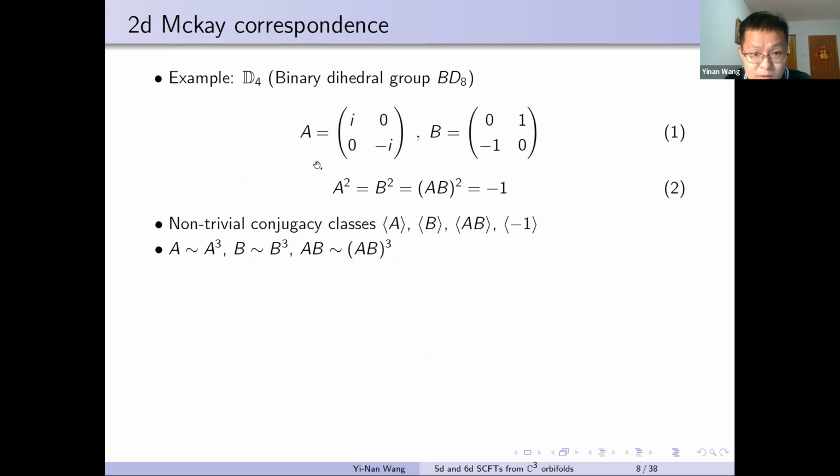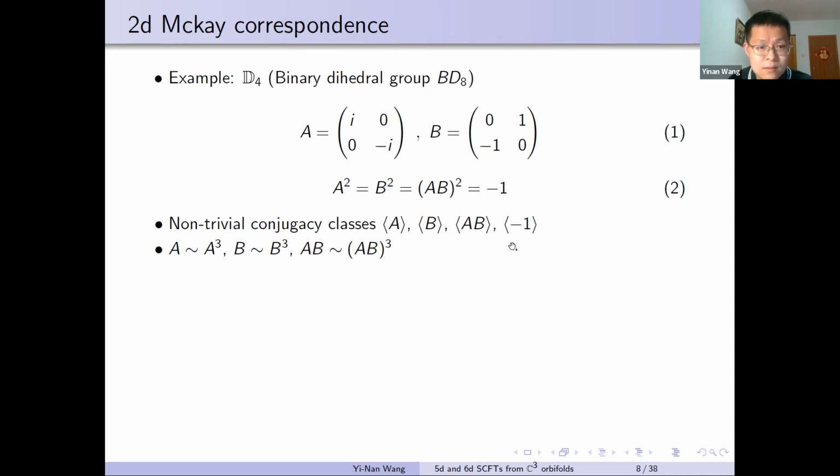Let's take the binary dihedral group, which I call D4, labeled by the Dynkin diagram D4. This is a group with 8 elements, generated by the 2 matrices A and B. There are 4 different non-trivial conjugacy classes labeled by their representative elements: a times b, and -1 times the identity matrix. There are also 3 other elements, a cubed, b cubed, and ab cubed, and a and a cubed are in the same conjugacy class, and so on.